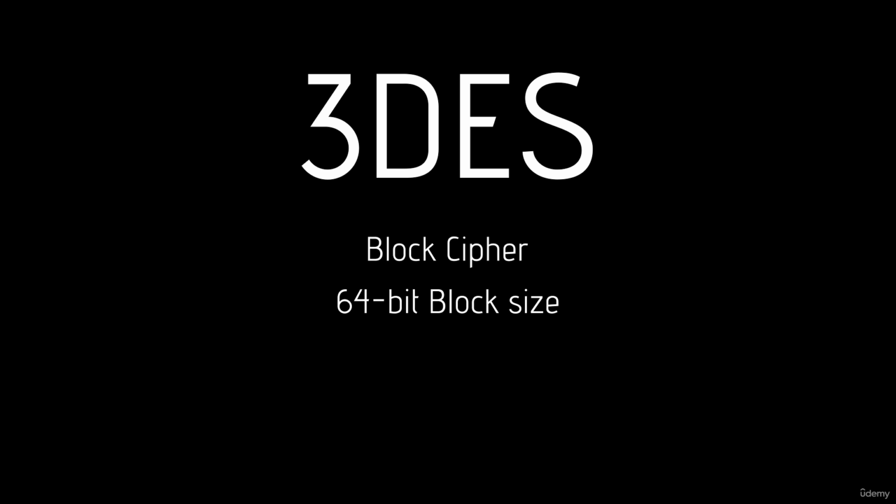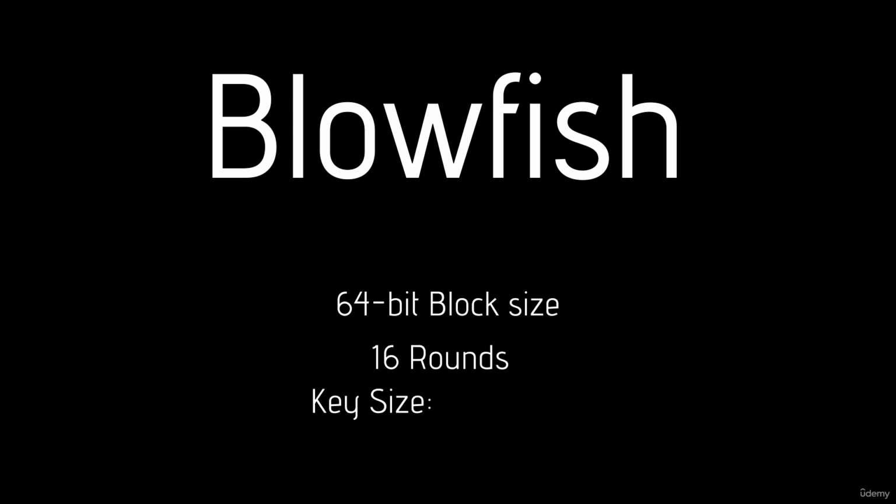Now, Triple DES was also a block encryption, also with a 64-bit block size. It also had 16 rounds, but basically what it did is it repeated the DES process 3 times. So you had 3 56-bit keys. So in essence, you had a 168-bit key. Blowfish had a 64-bit block size. It ran 16 rounds, and the key size was variable. It could be as low as 32 bits and as high as 448 bits.